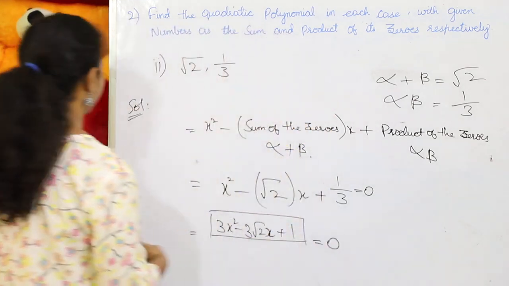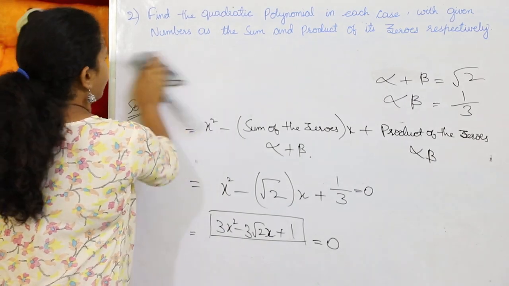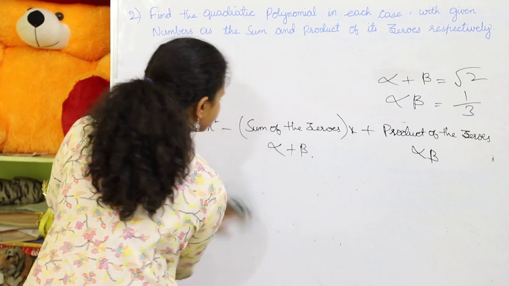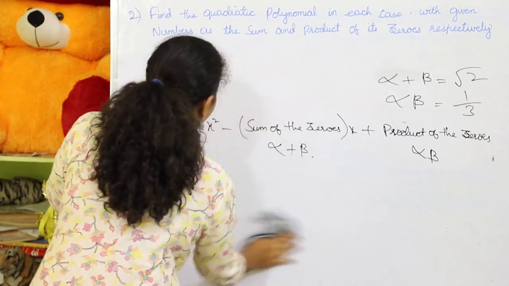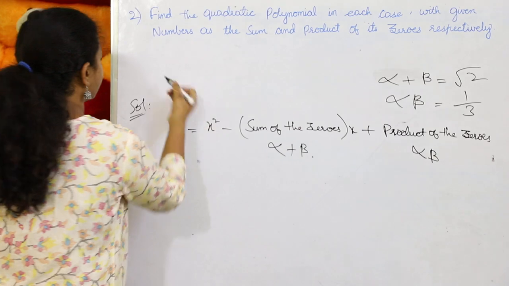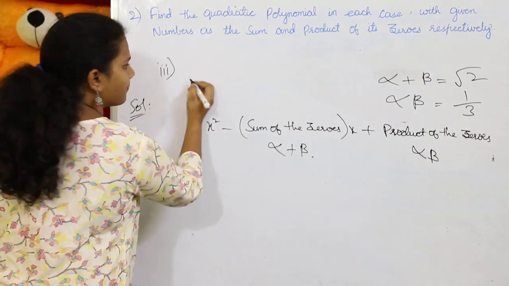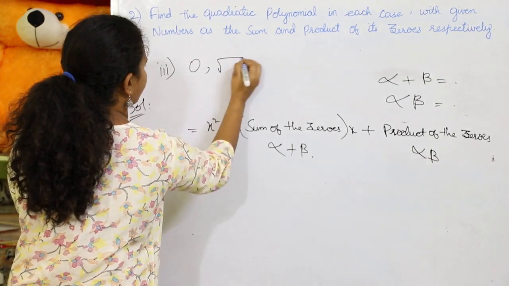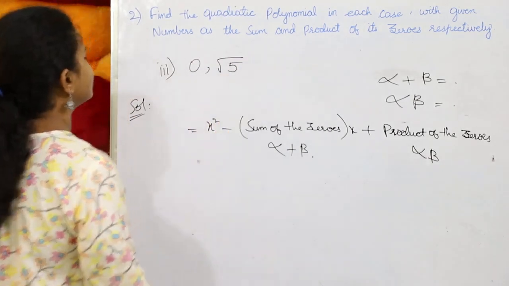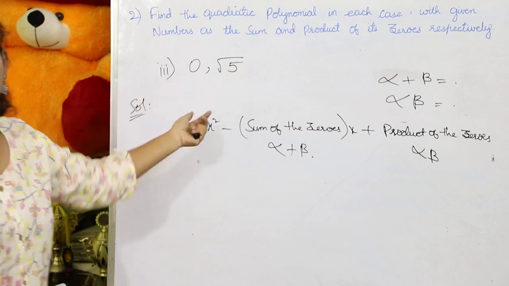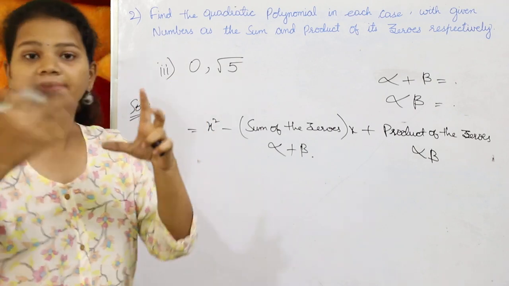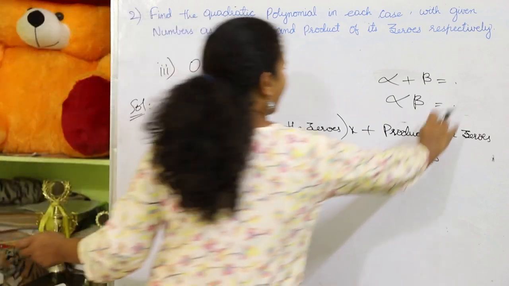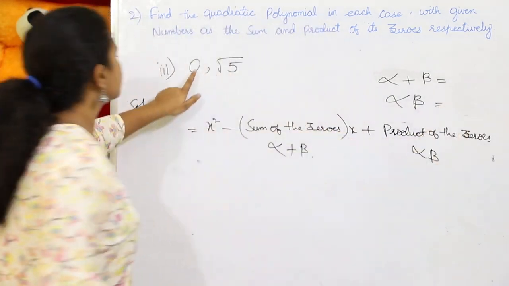0 comma root 5. Now, this is the very simplest form because here we got 0. 0 means the question will be very simple. We can solve such type of questions easily. So here you have 0 comma root 5.